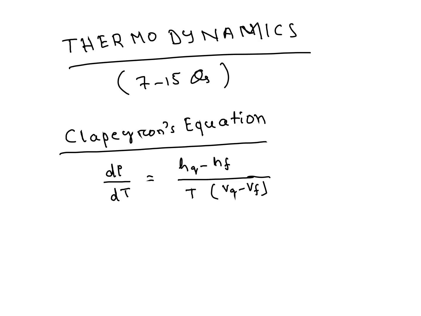Clapeyron equation. This is only the Clapeyron equation. dP/dT equals (hg minus hf) divided by T into (vg minus vf). We can write it as dP/dT equals hfg by T into vfg, whenever fluid is changing phase.